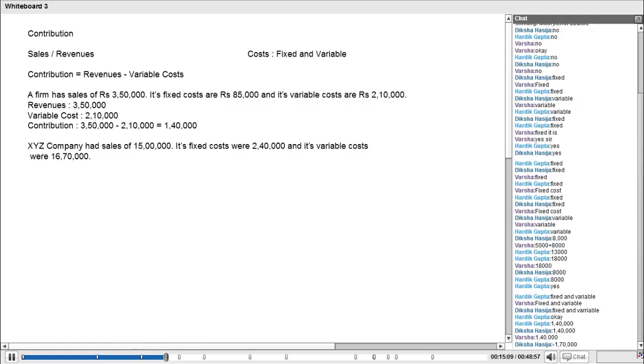So the question is to calculate his contribution. So how would we calculate contribution? First we will classify all the costs as fixed and variable, and then we will calculate the contribution. Okay. So in this case, let us start with the costs first. How do we specify whether a cost is fixed or variable? We will use the same test, 100 mobile phones versus 200 mobile phones. Do you all remember this test?